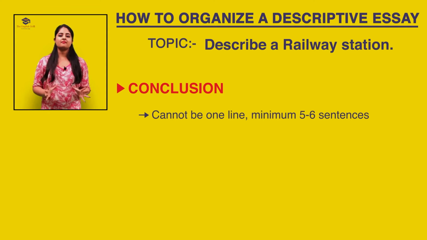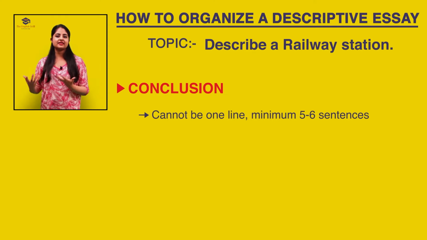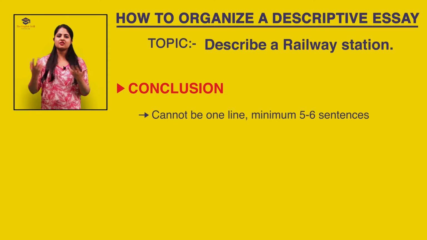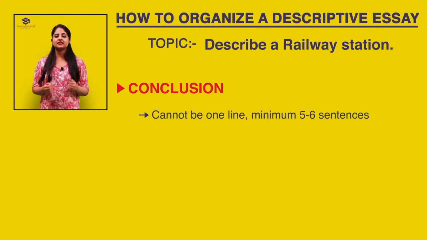So minimum 5 to 6 lines. Minimum 5 to 6 lines. You can exceed 5 to 6 lines, but do not just write 1 or 2 sentences for your conclusion. 5 to 6 sentences minimum. You can exceed that, but do not exceed too much because it's the conclusion. But do not write just 1 sentence or 2 sentences for your conclusion, as it carries separate marks.